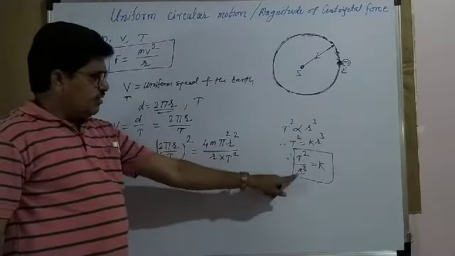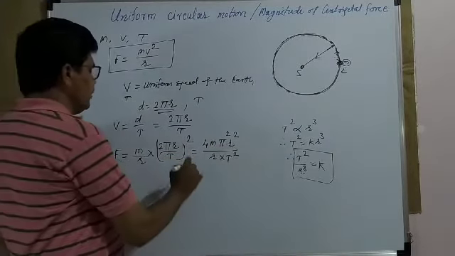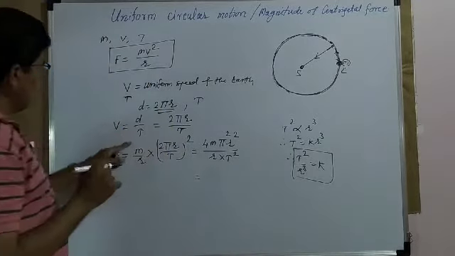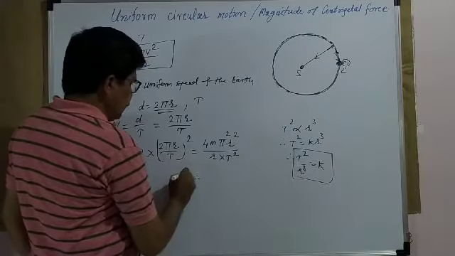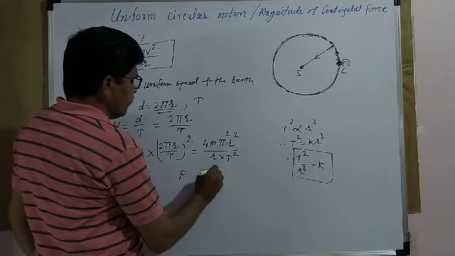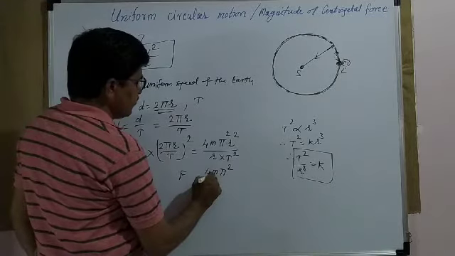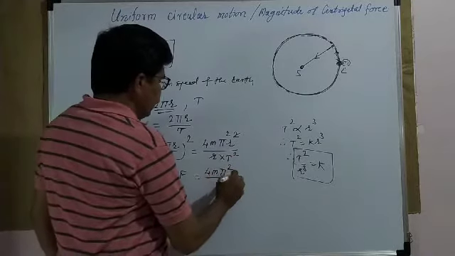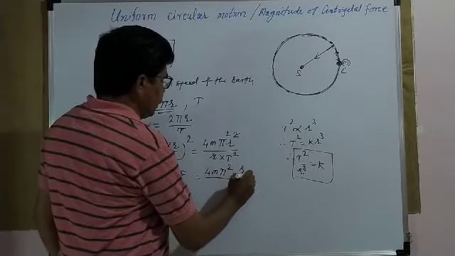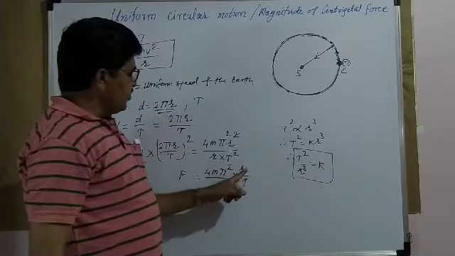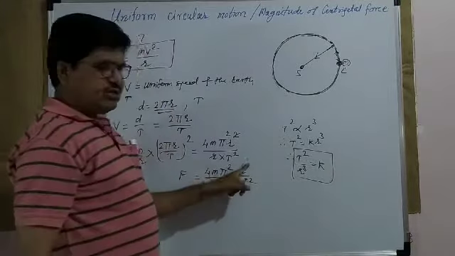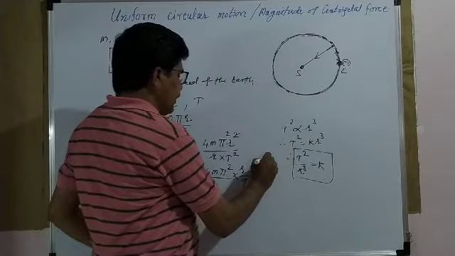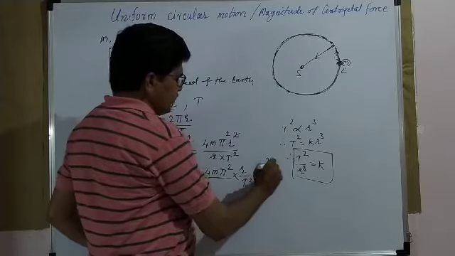To add the t square by r cube in that equation, there is the necessity of this. F is equal to 4m pi square divided by, where one r and one r get cancelled, multiplied by r divided by t square, but there is the necessity of the r cube. Due to this reason, multiply and divide by r square on the right side.